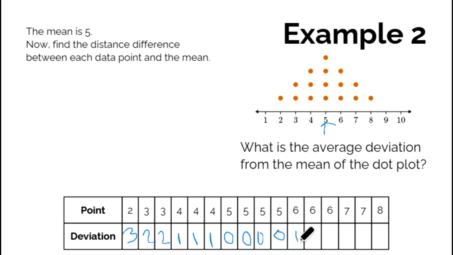6 is 1 step away. 7 is 2 steps away. And 8 is 3 steps away. There are no dots on 9 or 10.